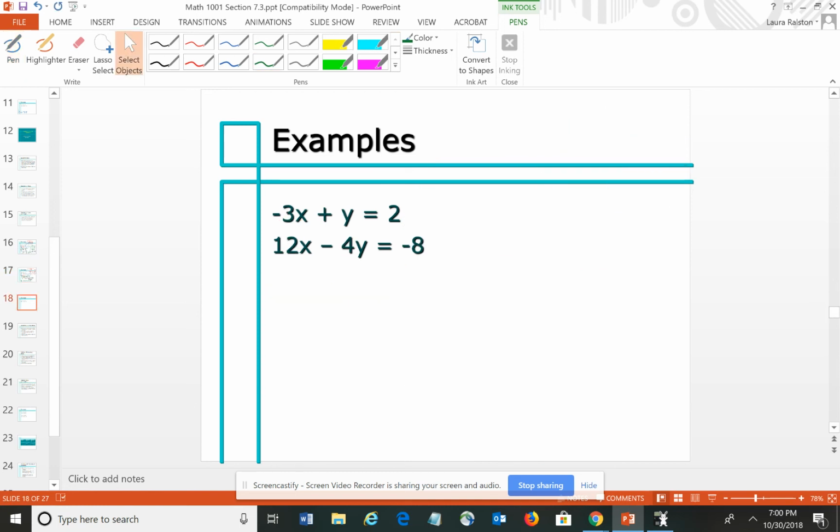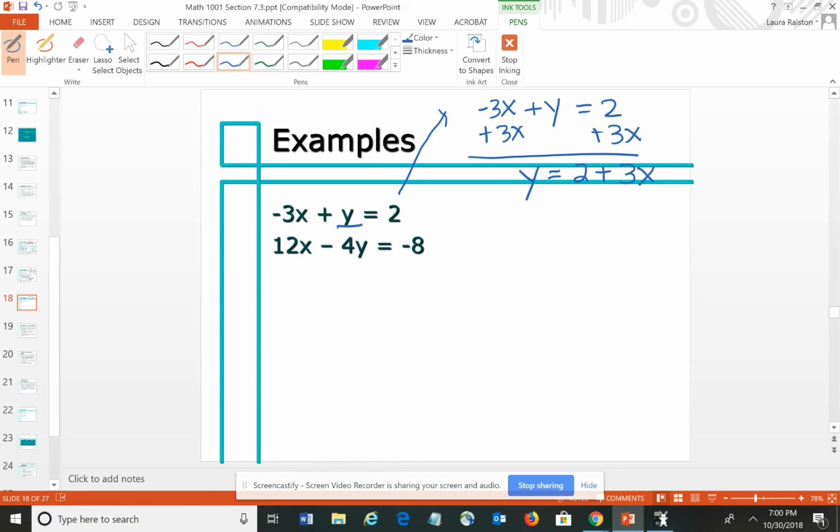All right, one more. -3x plus y equals 2, and 12x minus 4y equals -8. In this problem, I noticed that the first equation has a 1 coefficient on the y. So I'm going to go off to the side and solve for y. So I have -3x plus y equals 2. We add 3x to either side to isolate the y. So we have y equals 2 plus 3x.